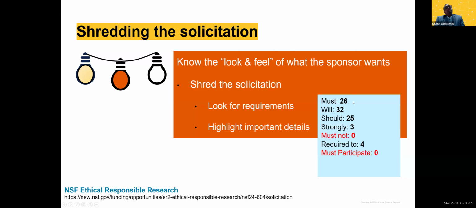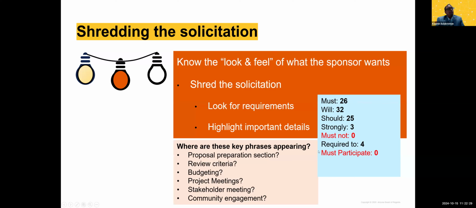All right, so these are some of the key phrases that I like to search for. What must you do? What will you do? What should you do? What are you strongly required to do? Sometimes they will have words like strongly suggested, strongly recommended. So you want to incorporate that in your strategy of writing. So these are some of the key phrases. I'll hand it back to you.